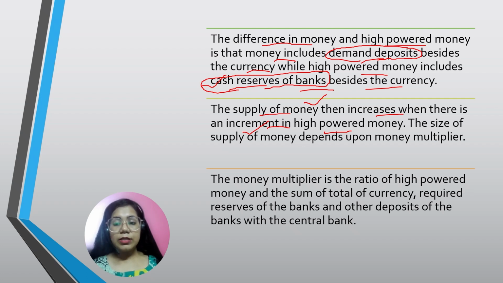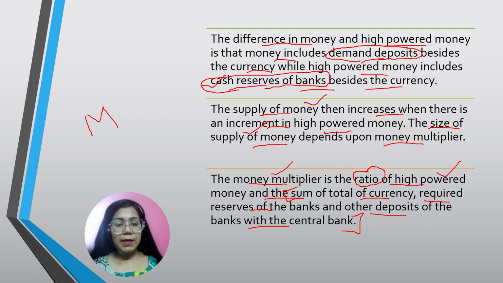Now the size of the supply of money depends upon the money multiplier. Money multiplier is the ratio of high-powered money and the sum of the total currency, the required reserves of the banks, and other deposits of the banks with the central bank. So what is the money multiplier? It is a ratio. Ratio of what? The high-powered money and the sum of all these things. What does it include? The total of currency, required reserves of the banks, and other deposits of the banks with the central bank.